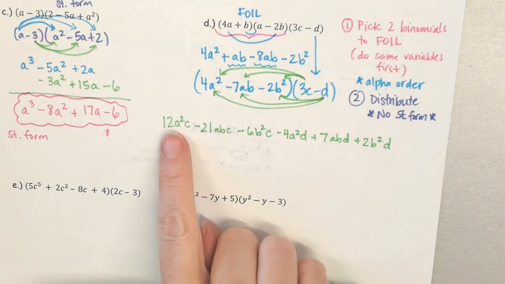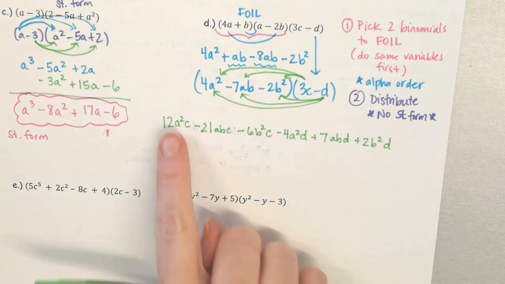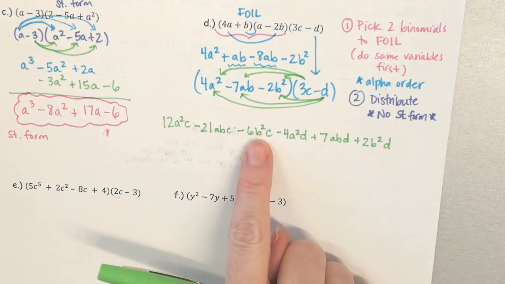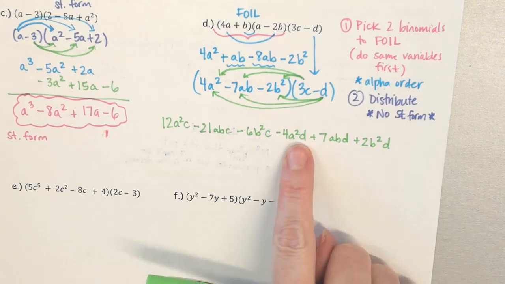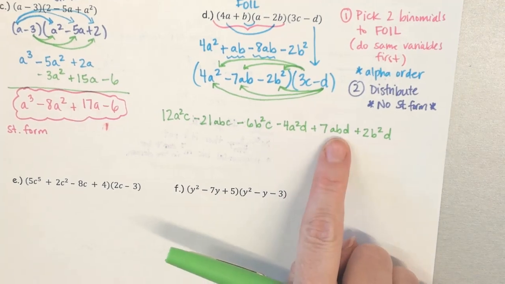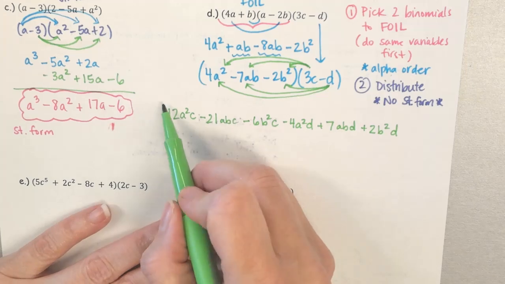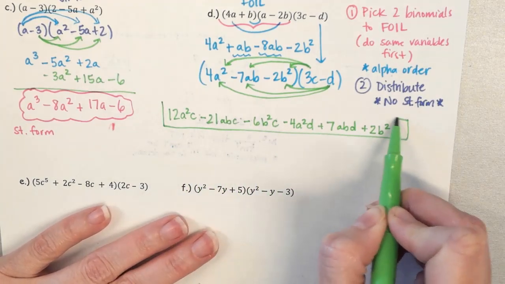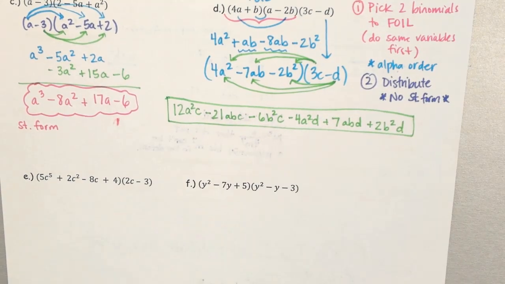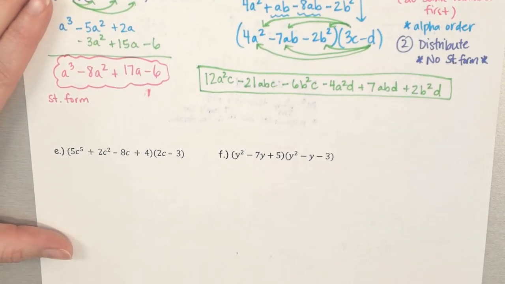Okay, so you have a squared c, no other of those, no other abc's, no b squared c's, no a squared d's, or abd's, or 2b squared d. So this is your final answer. Okay, and whatever order you multiply that in, it's fine. So there's no standard form for this. Okay, there's only standard form if you have two variables or less.